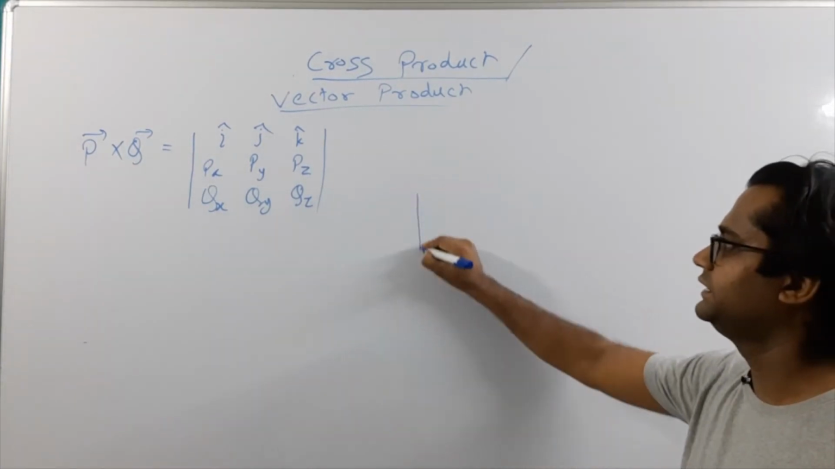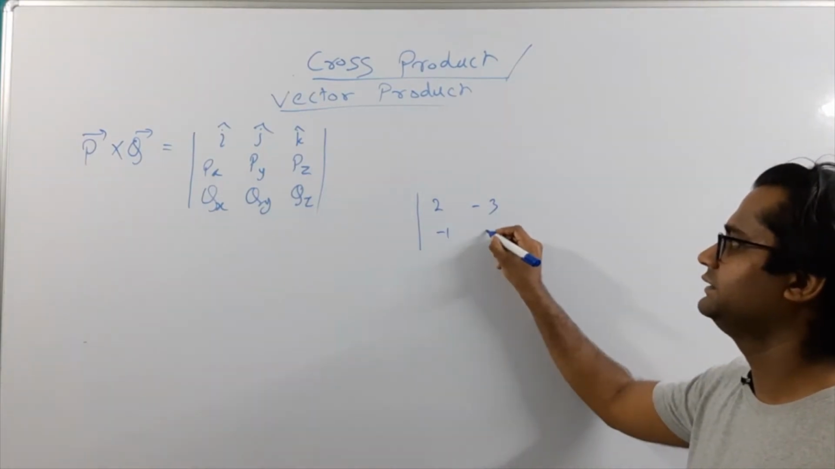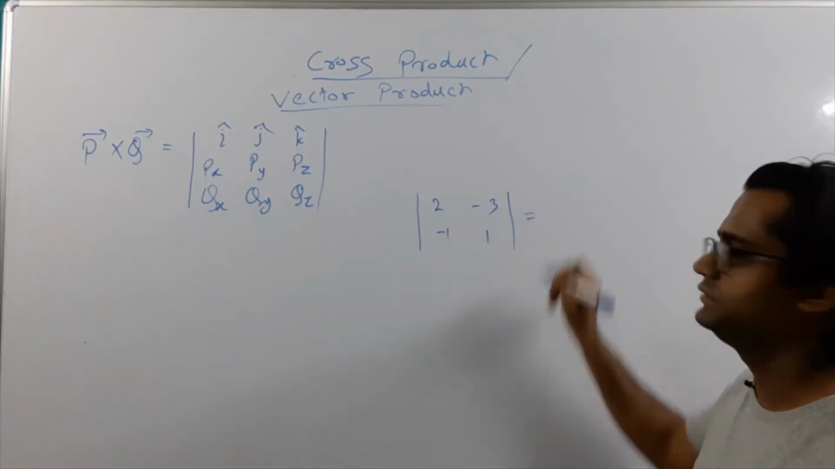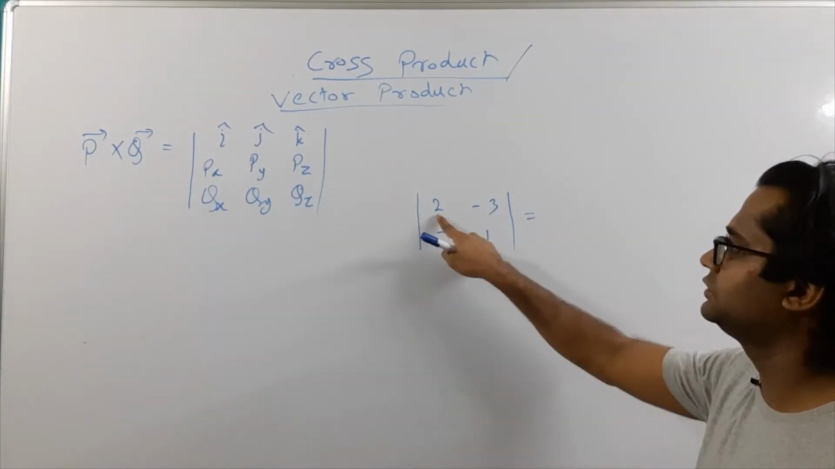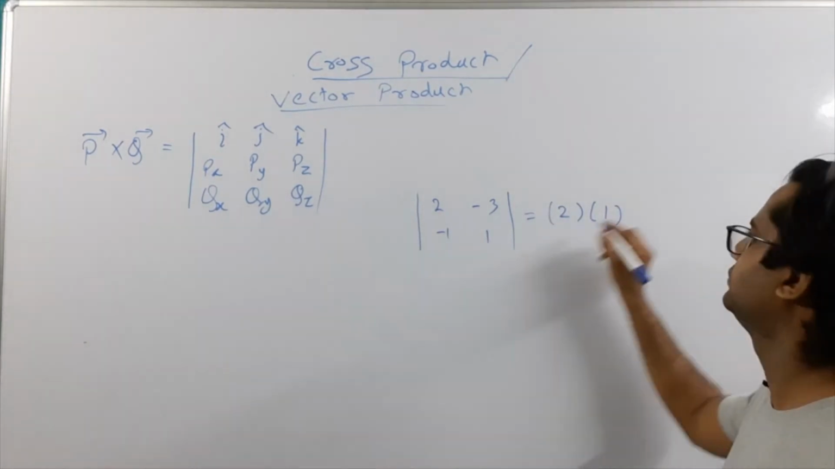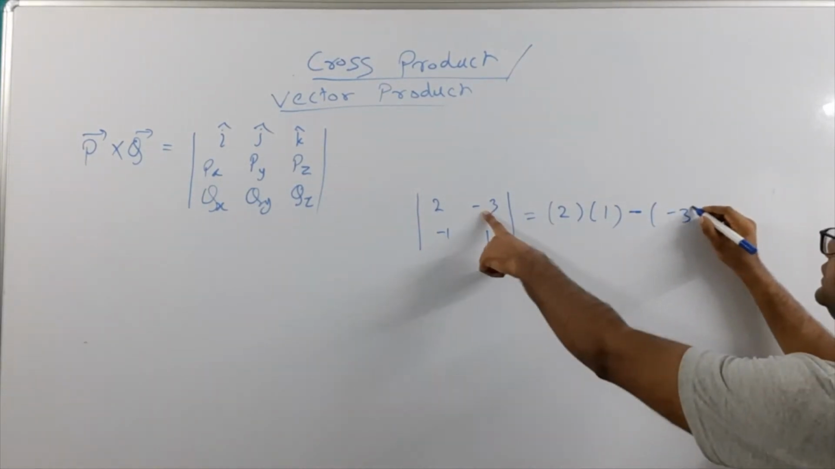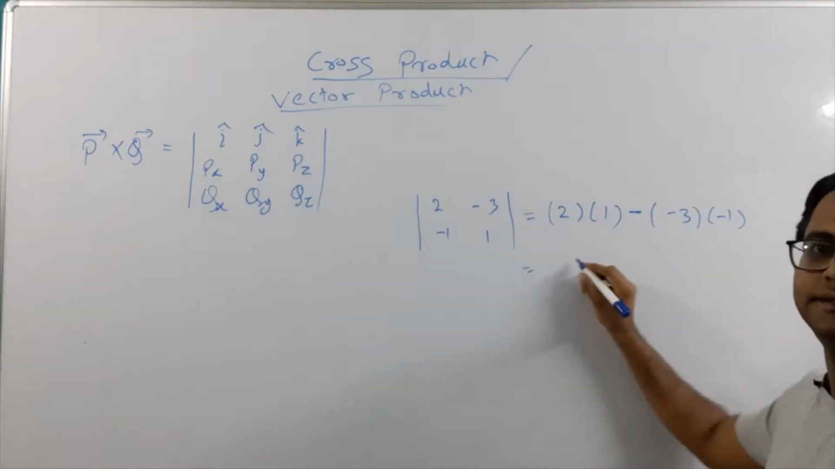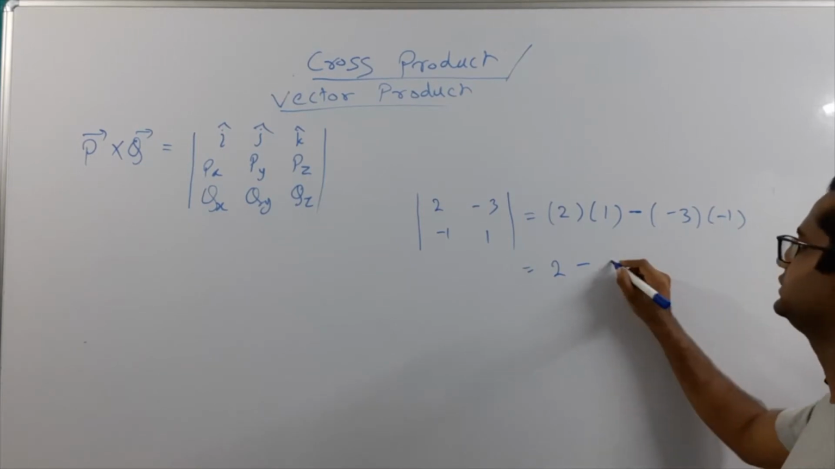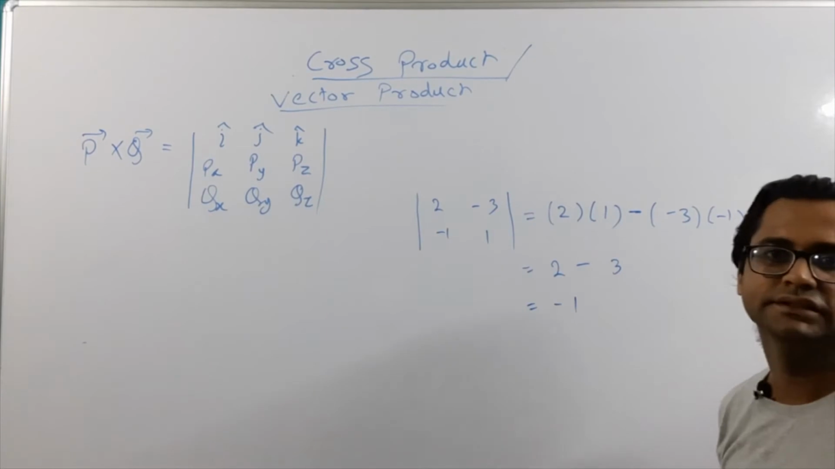If I have this kind of determinant, 2, -3, -1, and let us say 1. How to solve this kind of determinant? We have a rule: we cross multiply. So 2 into 1, this into this, minus this into this. This is -3 into -1. So we get 2, minus into minus will be plus, so this will be 3, and this minus will remain as it is. So 2 minus 3 is minus 1. This is how we solve the determinant.